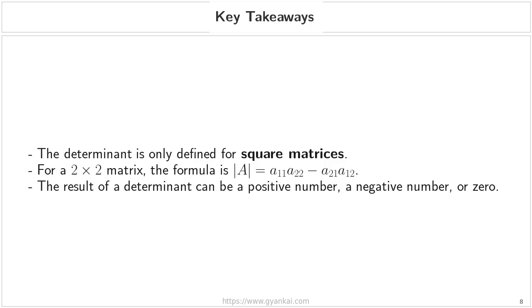Third, keep in mind the nature of your final answer. As we saw in our examples, both with the area of the parallelogram and the example involving negative numbers, the result of a determinant can be a positive number, a negative number, or even 0. If you get 0, it tells you something very specific about the matrix, but mathematically, a negative result is perfectly valid.